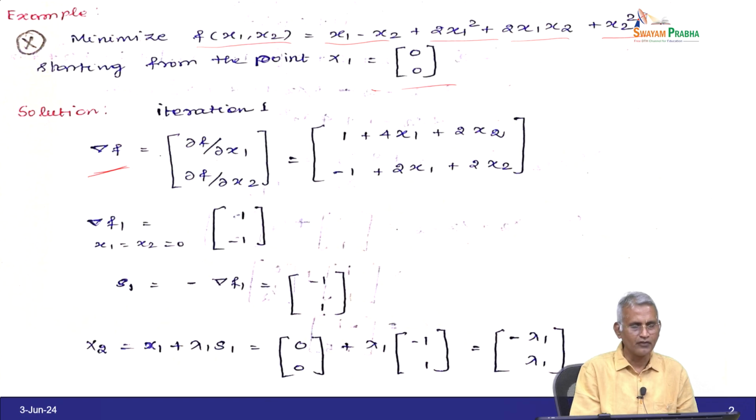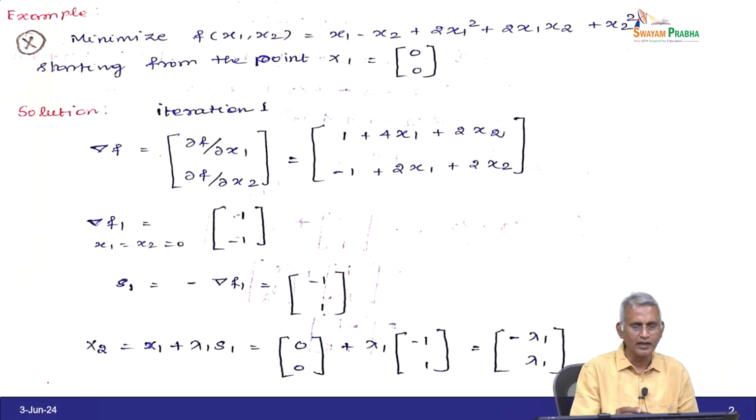So, del f is nothing but dou f by dou x1, dou f by dou x2. You know the function, it is called equation number 1, and partially differentiate with respect to x1. If you differentiate x1, it becomes 1. If you differentiate x2, it becomes 0, therefore no need to write. Differentiating 2 x1 squared with respect to x1, it becomes 4x1. Differentiating 2 x1 x2 with respect to x1, it becomes 2x2, and x2 squared partially with respect to x1 becomes 0. So, this is the expansion of the given function in terms of dou f by dou x1.